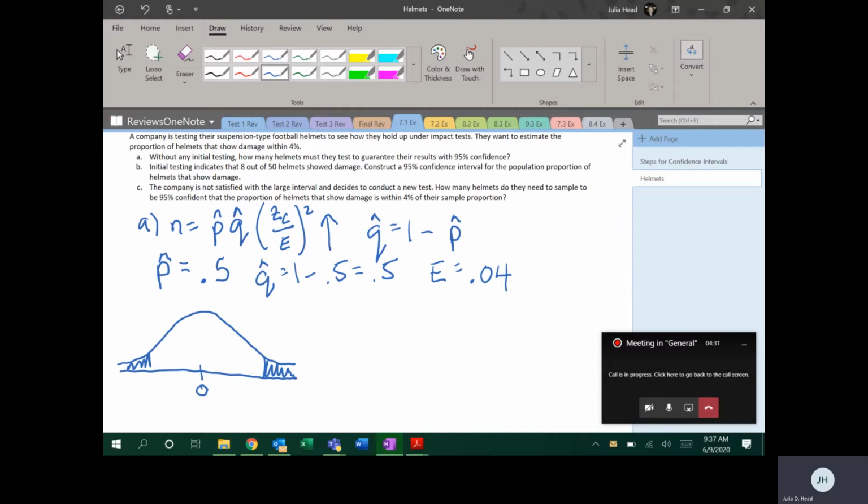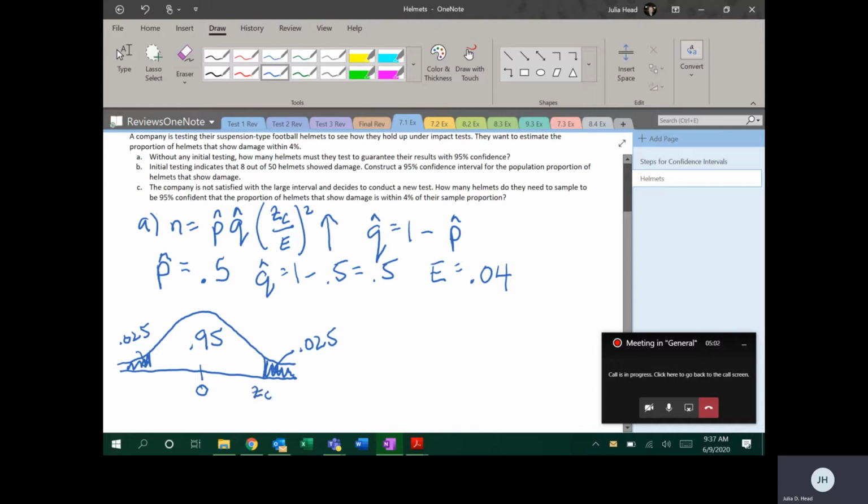Your confidence level goes in the middle. So it says they want to be 95% confident. So 0.95. Then each of your two tails, since they're supposed to be the same size, they should add up to 0.05. So each tail is 0.025. And one of these marks, the right one, we're going to label as ZC.